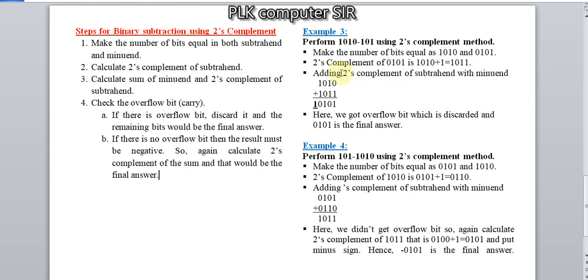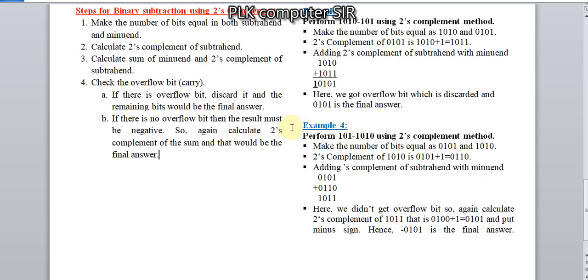Now the third step, we have to add this 2s complement of the subtrahend with this minuend. So 1010 is the minuend, and the 2s complement of the subtrahend is 1011. If you calculate, after addition you will get 10101. So here only 4 bits, we are getting 5 bits, so this is the end carry, which we will discard. Here we got the overflow bit, that is the carry, which is discarded, and the remaining part 0101 is the final answer.